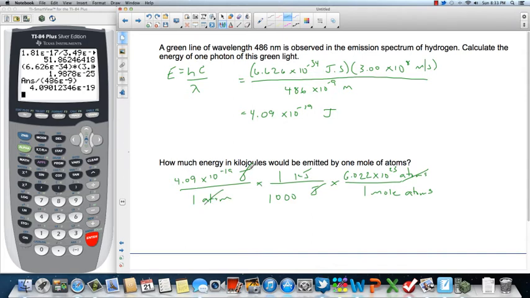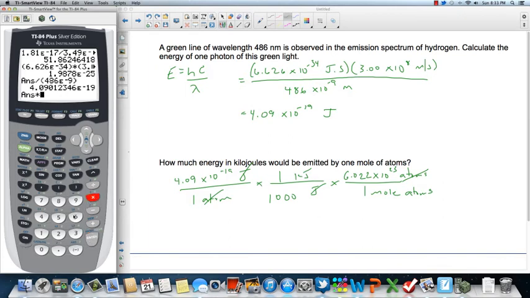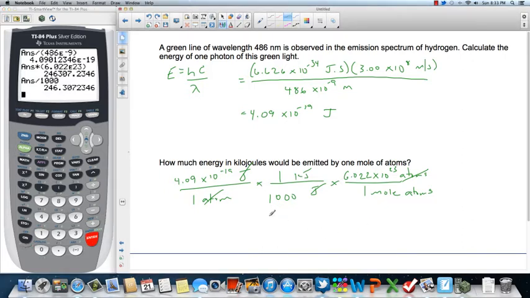And so we're left with 4.09 times (6.022 times 10 to the 23rd) divided by 1,000. And that tells us it's equal to about 246 kilojoules, which also is not a lot of energy.